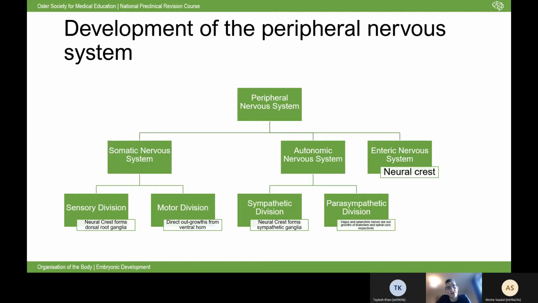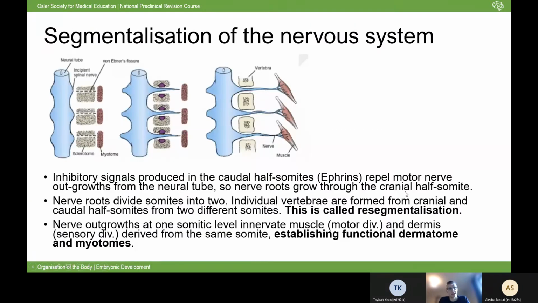Don't forget as well that your nervous system has autonomic components. The sympathetic part is also derived from the neural crest, and the neural crest cells are those migrating cells from the top of the neural tube that form these ganglia all around the body. The parasympathetic part is actually similar to the motor division, with outgrowths. This time the vagus nerve growing out of the brainstem, and the splanchnic nerves growing out of the bottom of the spinal cord. And then finally you have the enteric nervous system in your gut, which is neural crest derived.